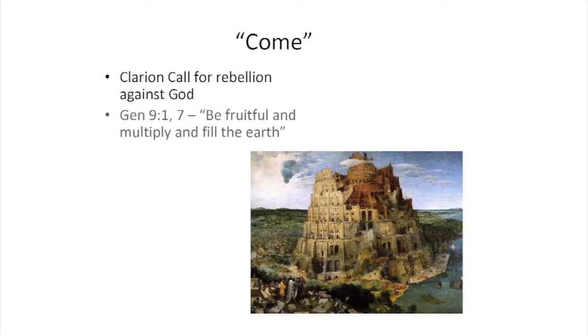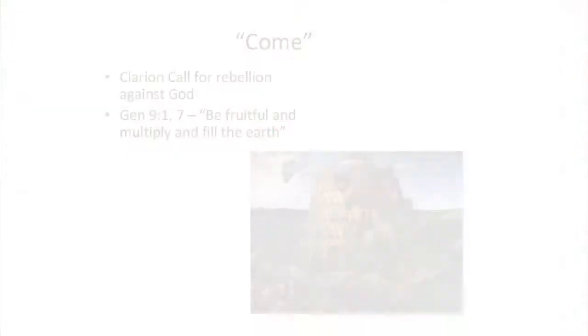And this is exactly against what God's command was in Genesis 9:1 and verse 7. "Be fruitful and multiply and fill the earth," or populate the earth. God was clearly saying he wanted people to disperse throughout the earth, and this call for rebellion was to come to this place and time and not disperse. Otherwise they would be, as they said, dispersed, scattered among the peoples of the earth.